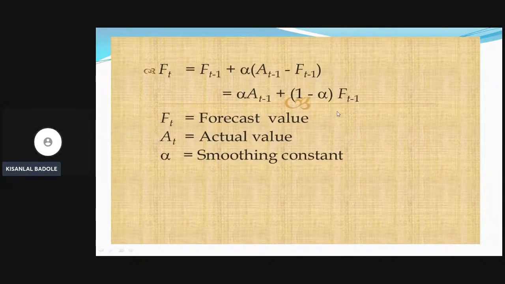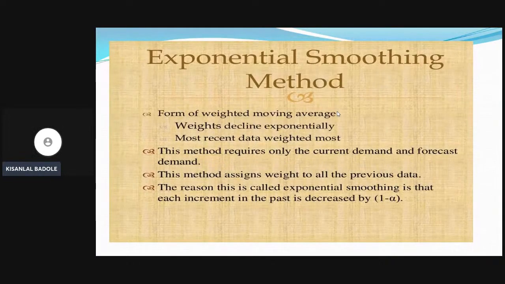Okay, this is the particular formula, friend. With the help of the particular formula, we are finding the forecast value from the actual value and the smoothing constant. This is the exponential smoothing method.